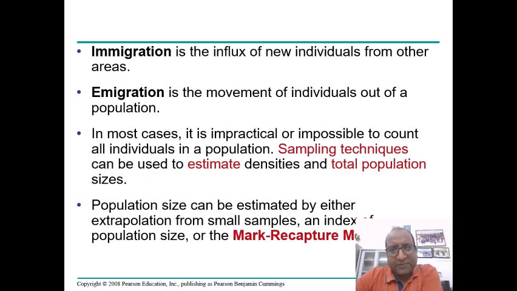Emigration is the movement of individuals out of the population. So this has a negative impact on density, while immigration has a positive impact. In most cases, it is impractical or impossible to count all individuals in the population.